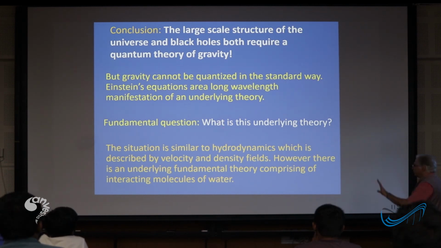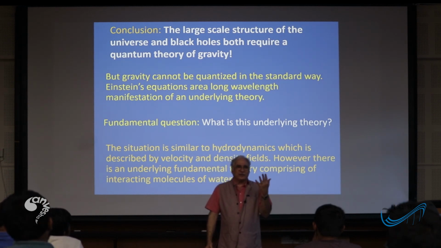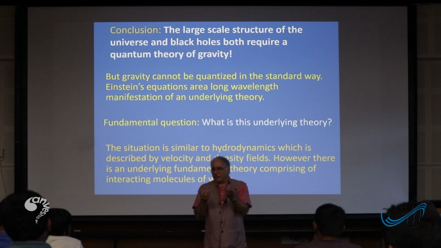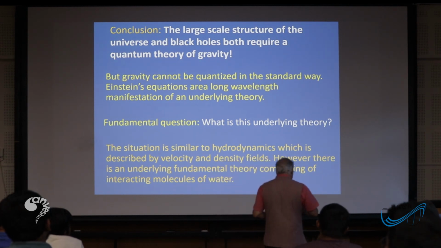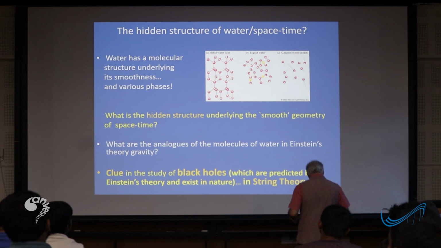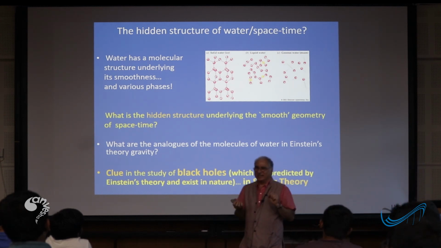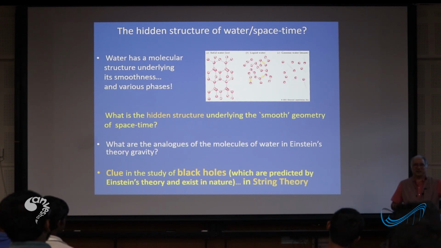The situation is similar. Now, let me give an analogy to hydrodynamics, which is water. When you wash your hands every morning, you don't feel anything grainy, right? It's all smooth and flowing. So, it's described in terms of very few variables like velocity, density, etc. So, you write down equations of hydrodynamics. You describe water at a certain scale. But if you start looking at water with the eyes of a chemist, you find that water has a very complex molecular structure. There are more than 60 phases of water, actually. But in everyday life, as you watch the streams over here, you don't see that this type of structure is there, right? Because you don't have the microscope to see it.